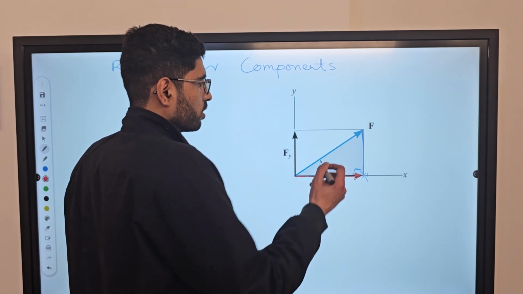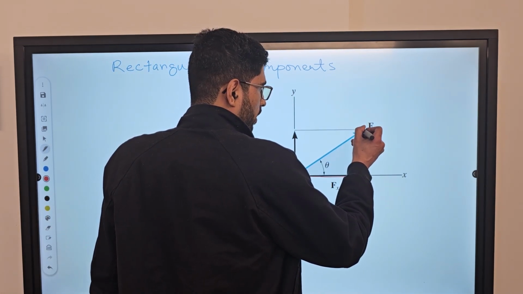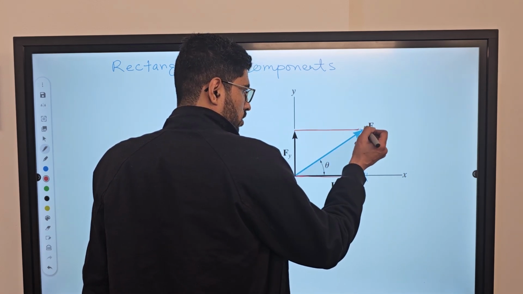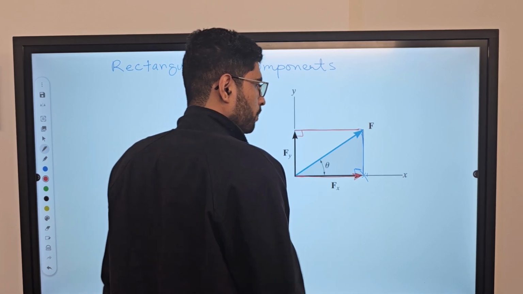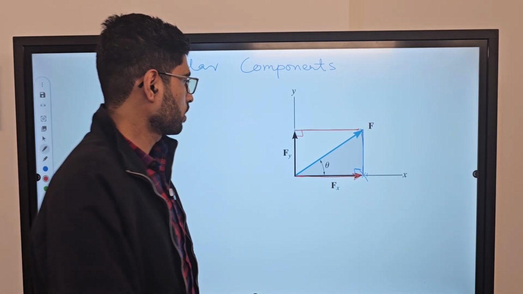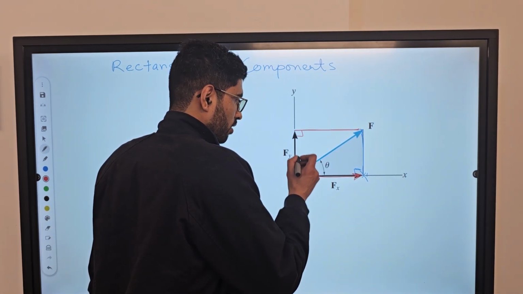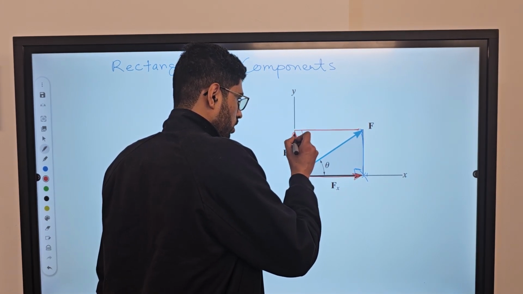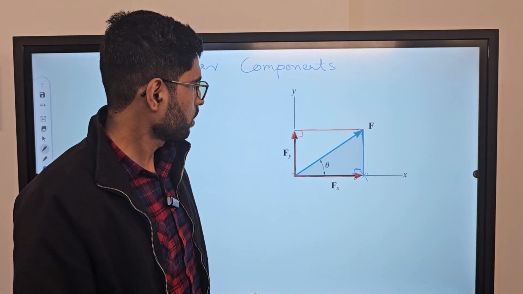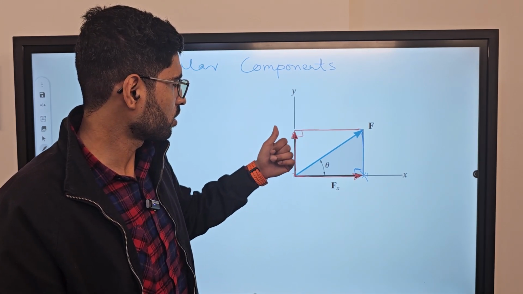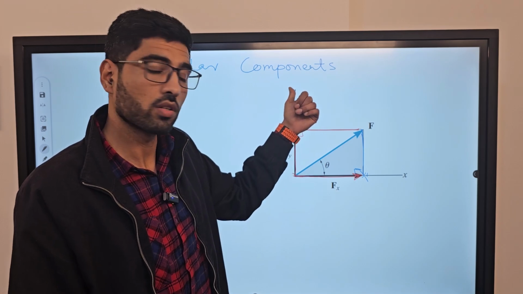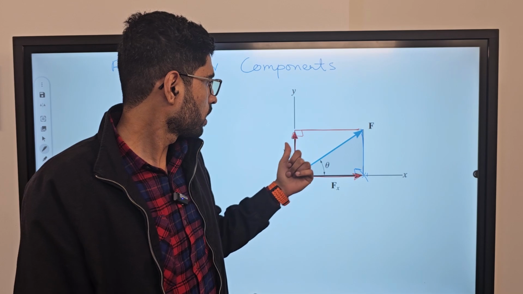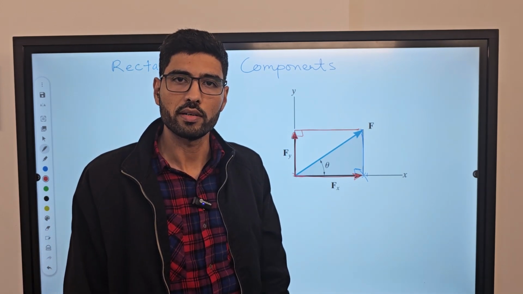Similarly, if we drop another perpendicular from the head of this force F onto the y-axis like this, and again this line should be perpendicular, and we draw a vector from the tail of the given force to the point of intersection somewhere here, then this vector acting along the y-axis is the component of force F, and that component is known as F of y.